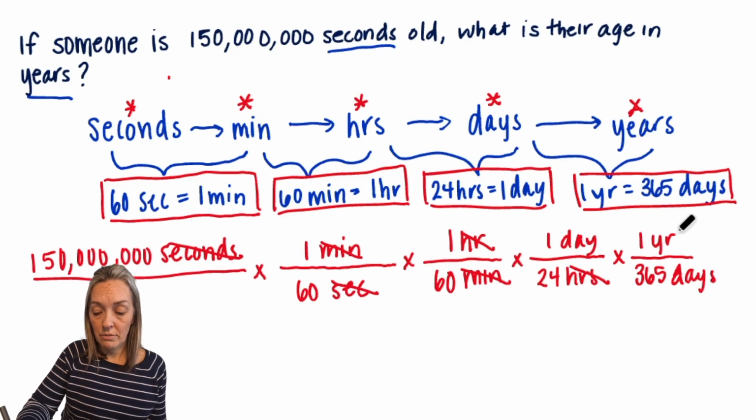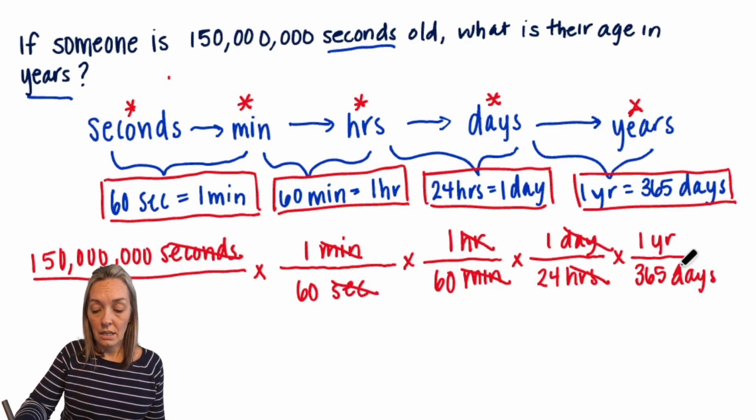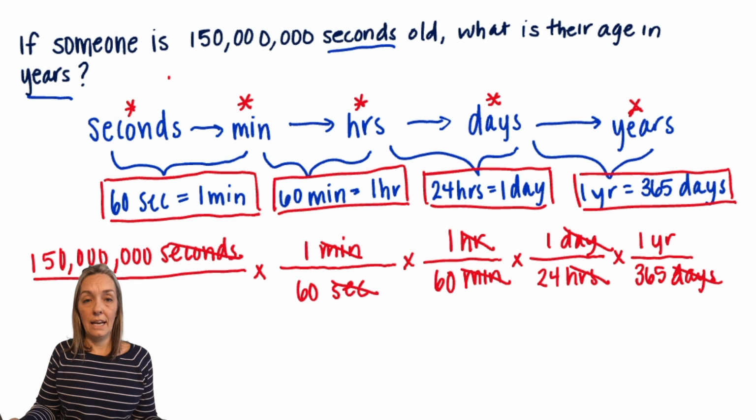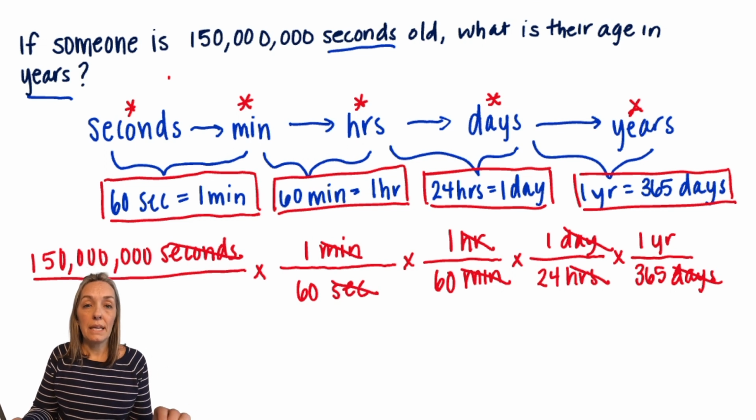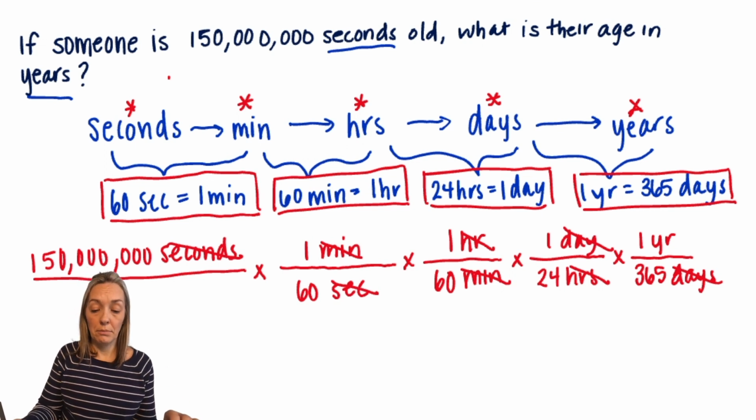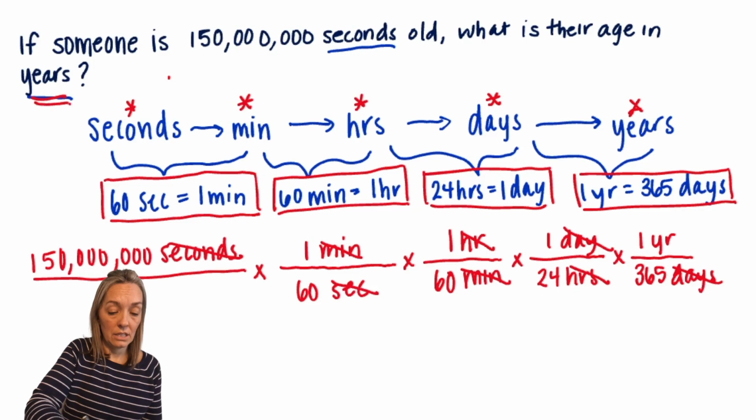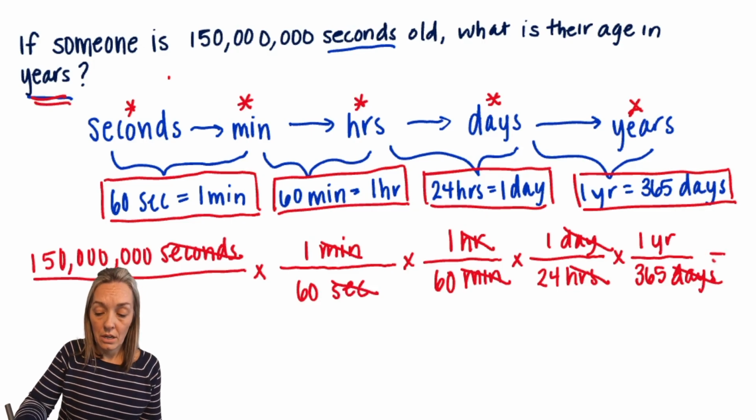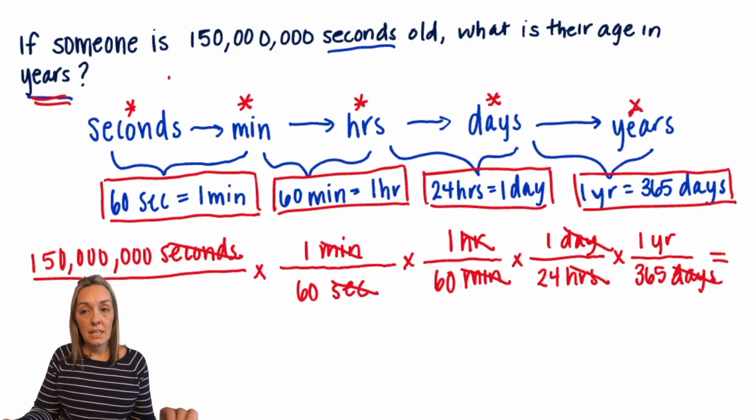365 days is equivalent to 1 year. In putting it this way, my days cancel out. When the only unit remaining in the problem is the unit that the problem asked for, again, age and years, you know you're done. When you are done, at this point, you're going to pick up your calculator and you're going to put it in.